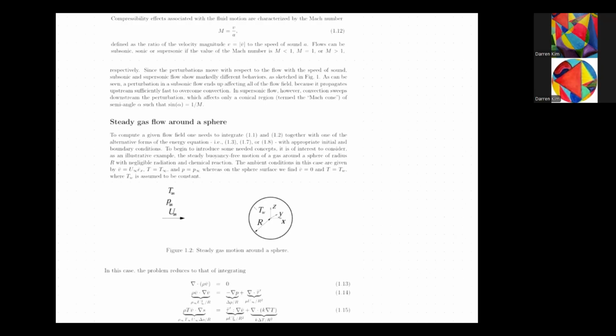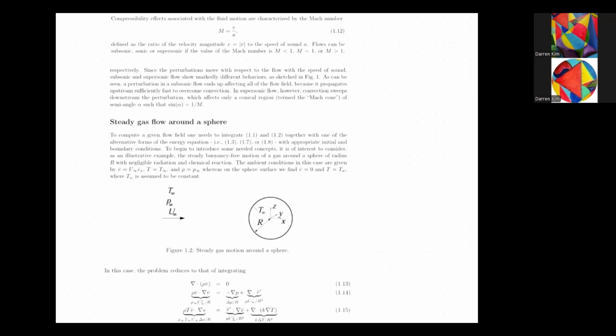Steady gas flow around the sphere. To compute a given flow field, one needs to integrate 1.1 and 1.2 together with one of the alternative energy equations, 1.3, 1.7, and 1.8, with appropriate initial and boundary conditions.